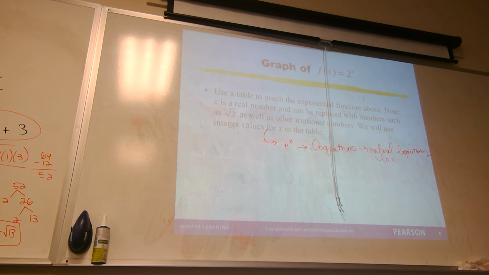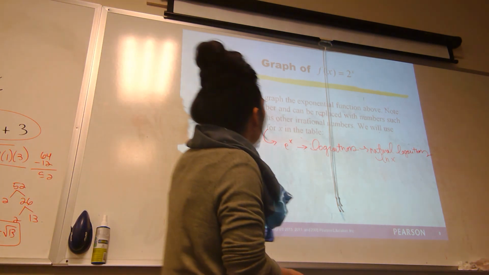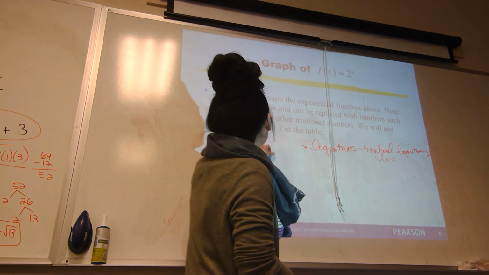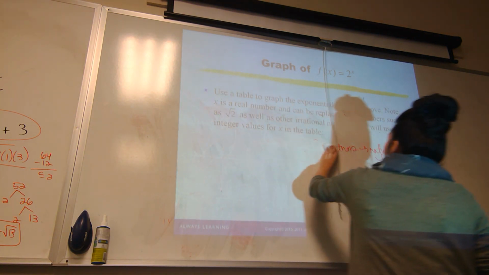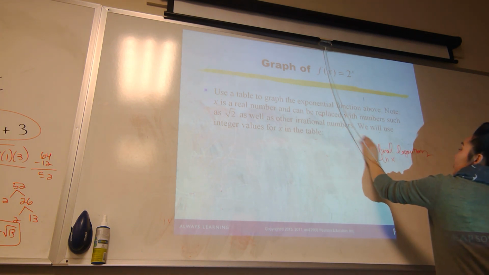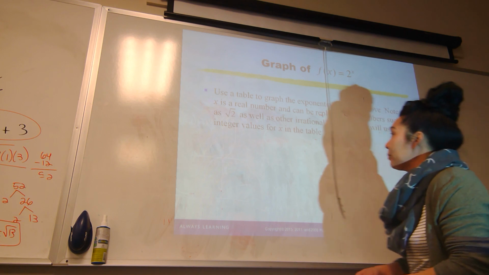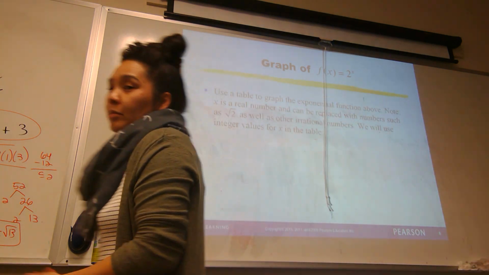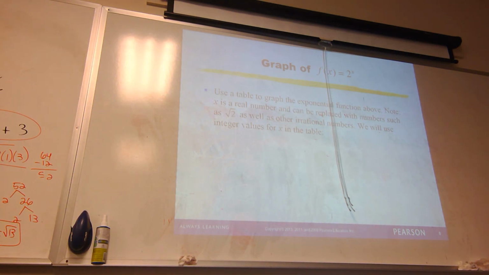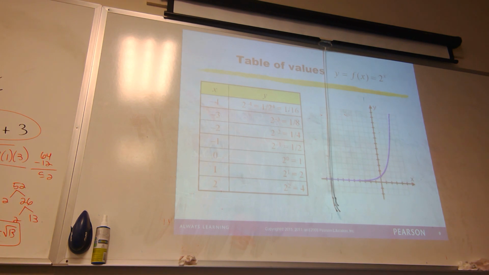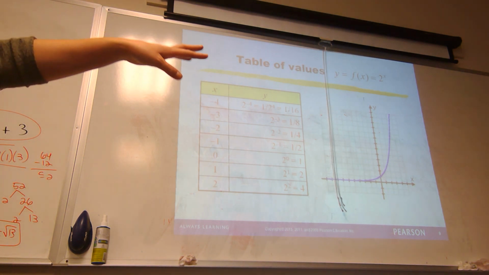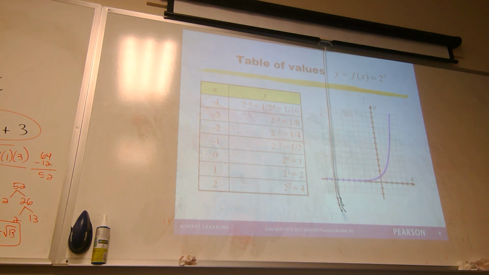All right, so here if you were to use a table to graph the exponential function above, note that x is a real number and can be replaced with numbers such as square root of 2 as well as any other real number like pi, all right? But we're going to use integer values, right? So here they have the graph, and that's your actual graph, okay? And that's all you have to show me.